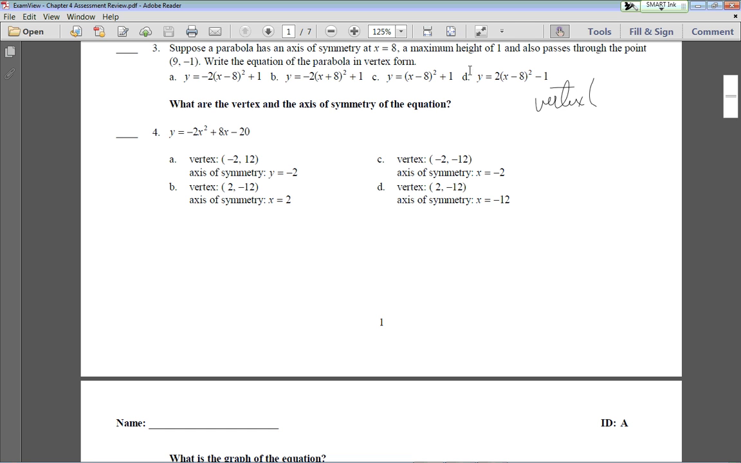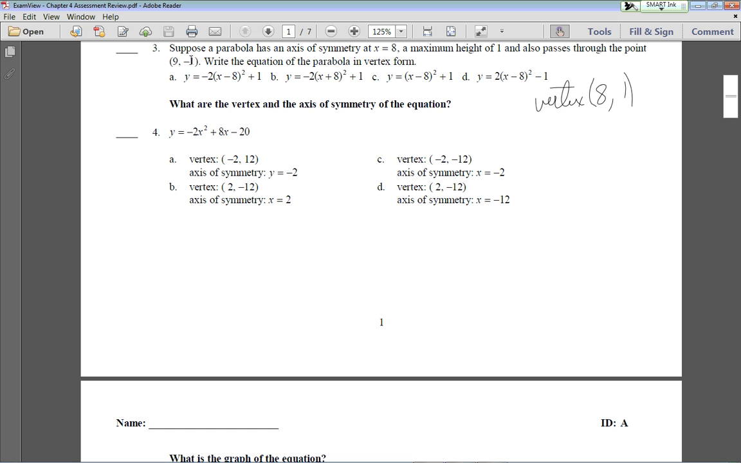They're basically giving us our vertex. Remember, your axis of symmetry and the x-coordinate of your vertex are always the same number. So this axis of symmetry at x equals 8, well, that's simply what h is as well. H is 8. And then maximum height of 1, well, that's the highest it goes. Well, the highest it goes is at the vertex. So 8, comma 1 is our vertex.